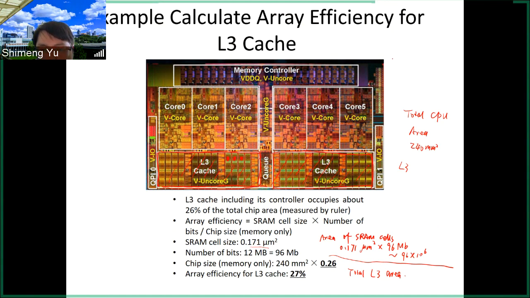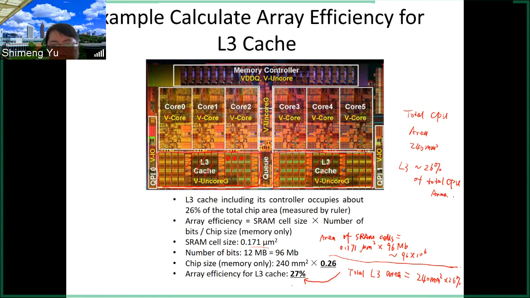If you do that, it's about 26% of the total CPU area. So here this will be the 240 millimeter square times this 26%. So basically the array efficiency will be the numbers here divided by the numbers here. If you do that, you will get the eventual percentage. It's like 27%. So this is pretty low for the SRAM.